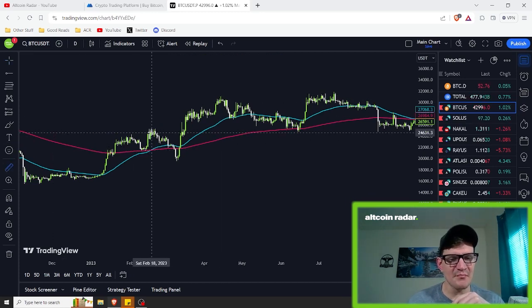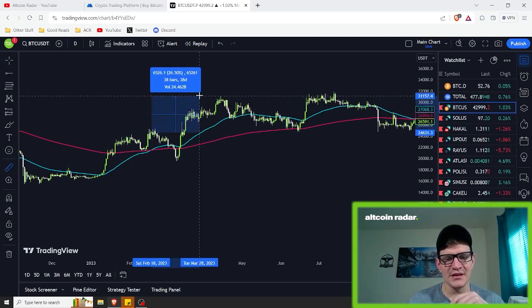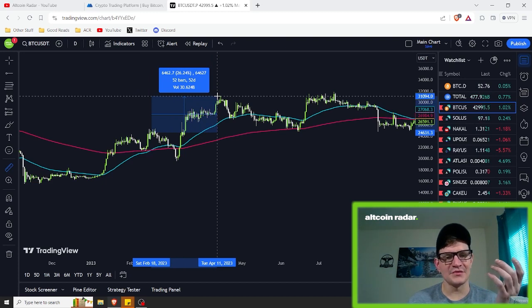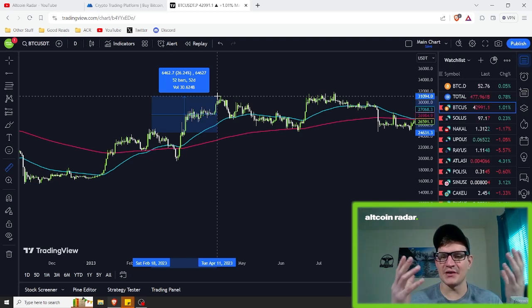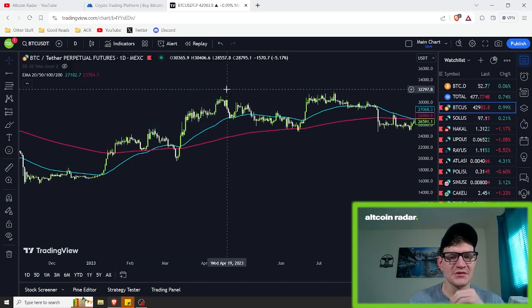So if you bought right here and held the trade until roughly right around this area, you would have made roughly 25-26% in profits. But if you're trading the crypto futures market and using like 5x leverage or something like that, you would have made roughly around 100% profits right there, which is pretty darn huge. Again, we're looking at the daily chart here.